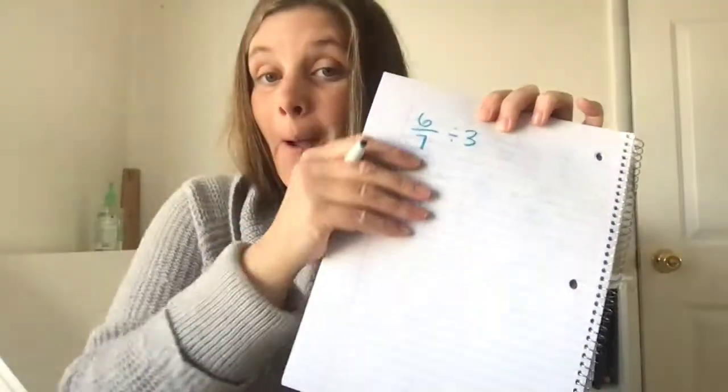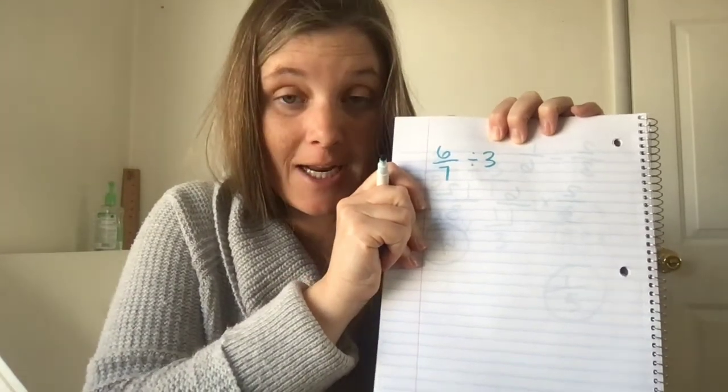Let's do 6/7 divided by 3. All right, what do we do? Multiply by the reciprocal. Pause me and get an answer.